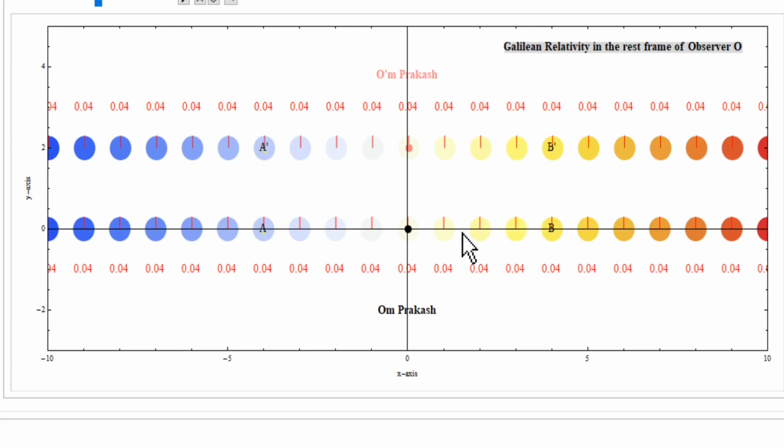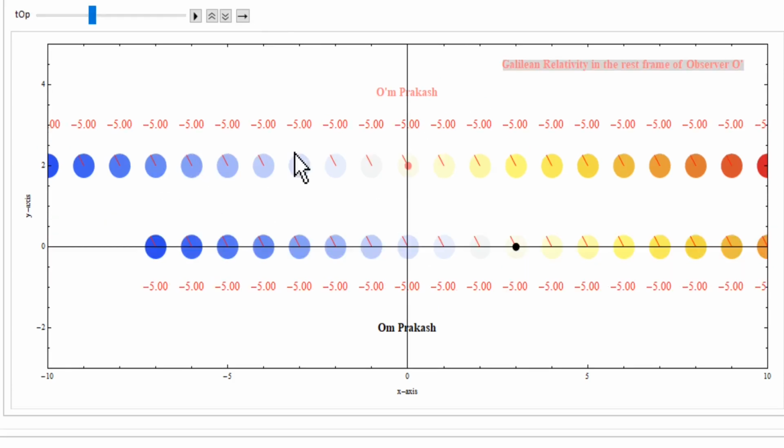Now, moreover, if we go into the rest frame of O prime Prakash, the spacing between any two observers on the train, which is 1 meter apparently according to the ground observer Om Prakash, that length will still be the same in the rest frame of O prime Prakash. And O prime Prakash will also perceive the length between the observers on the platform to also be 1 meter, which would be completely unchanged.